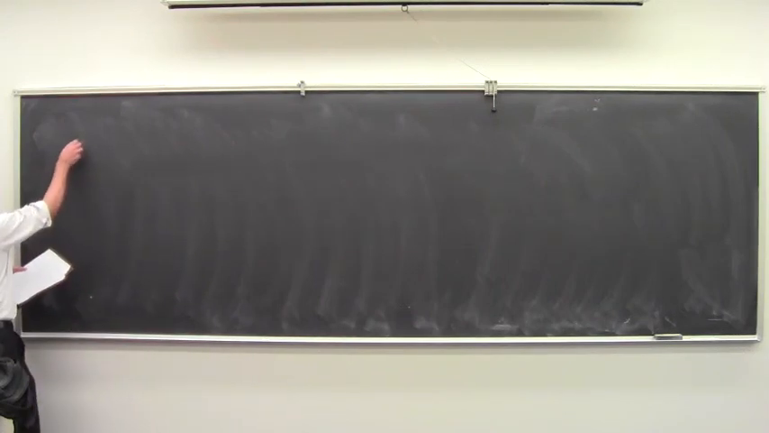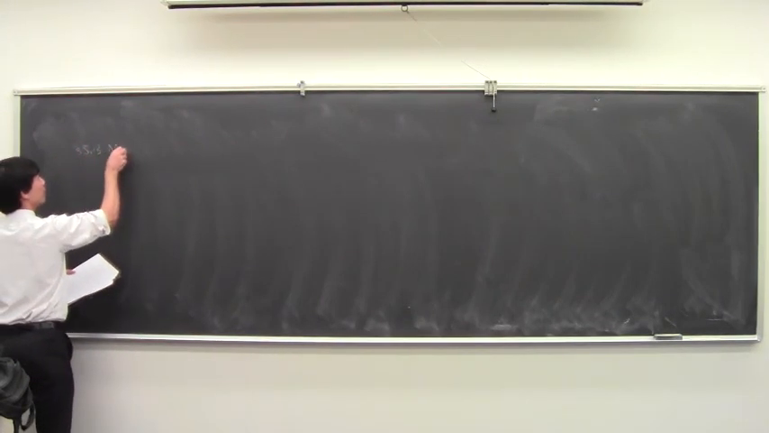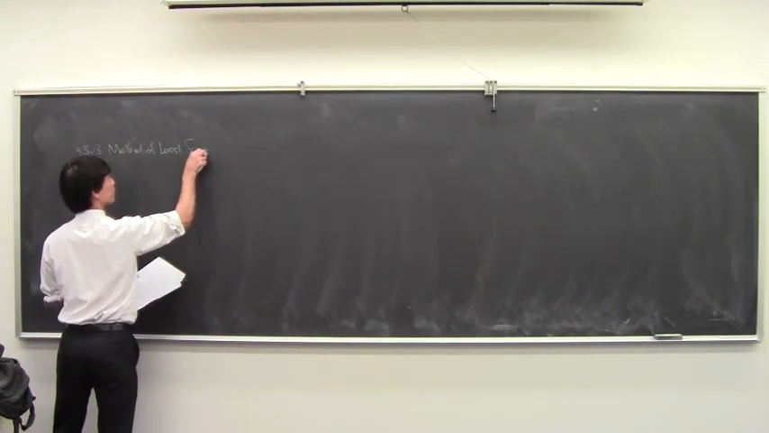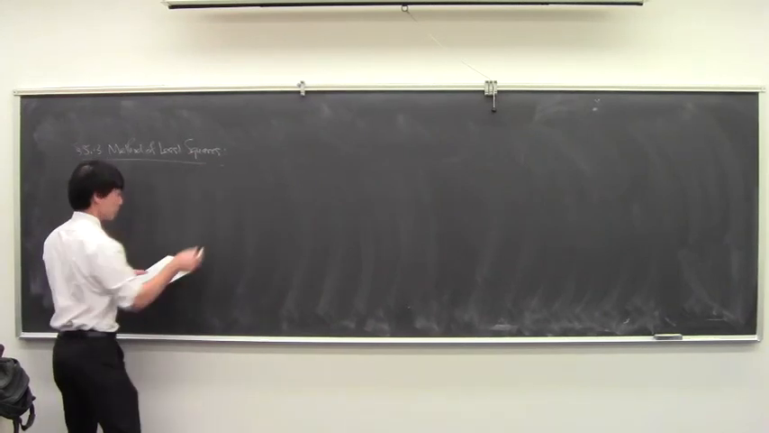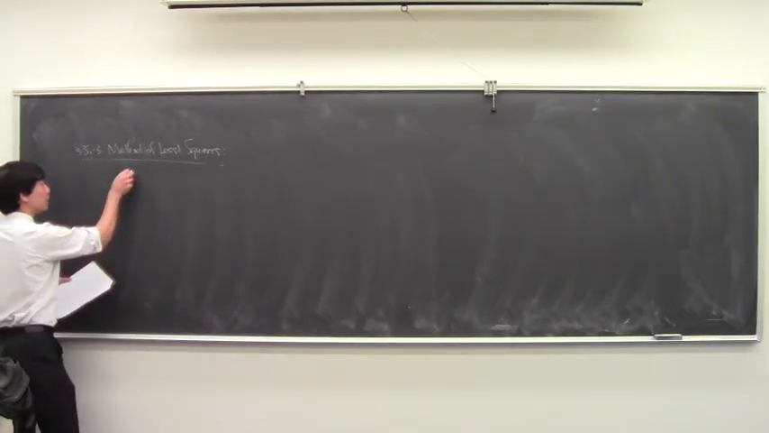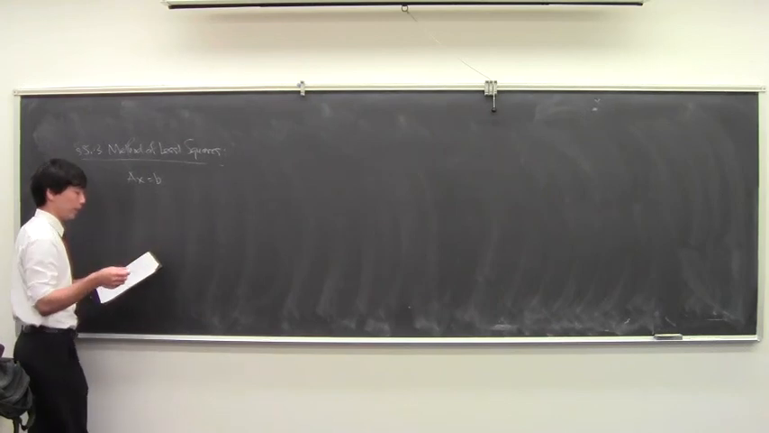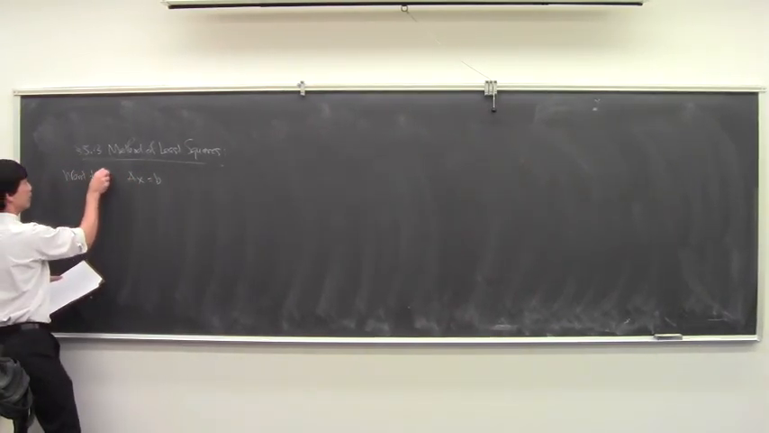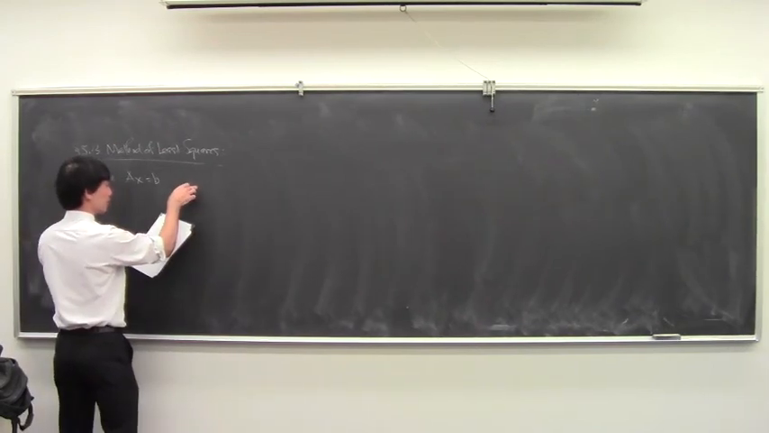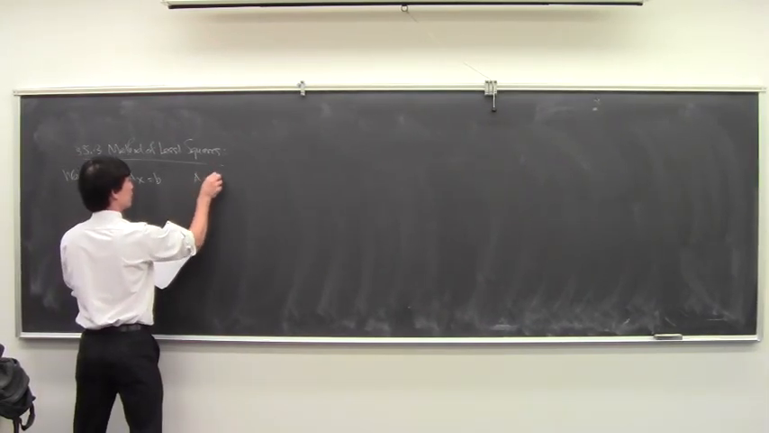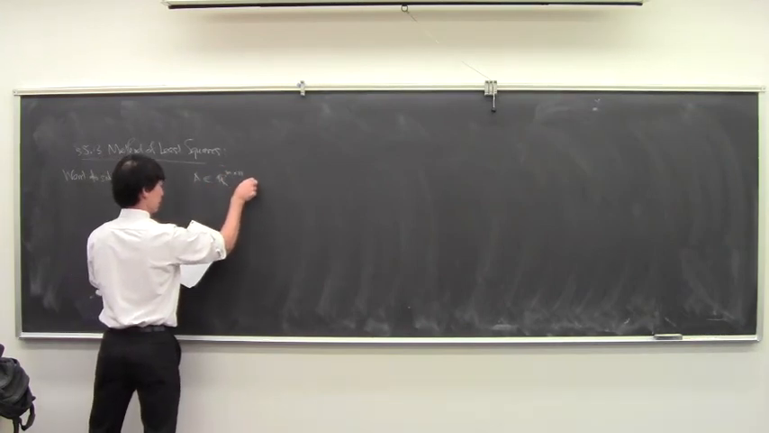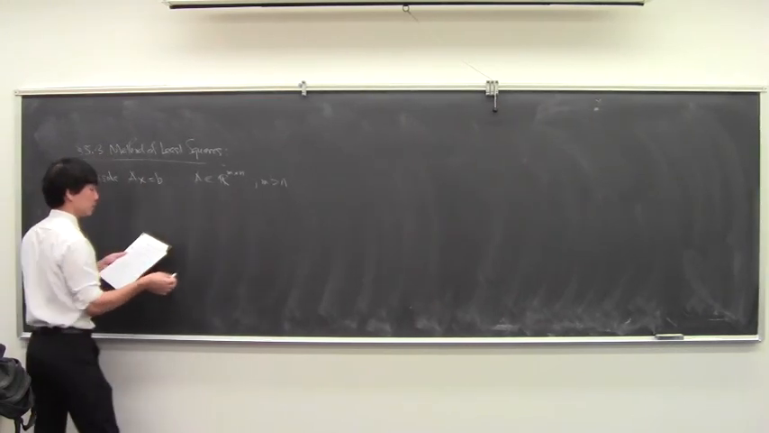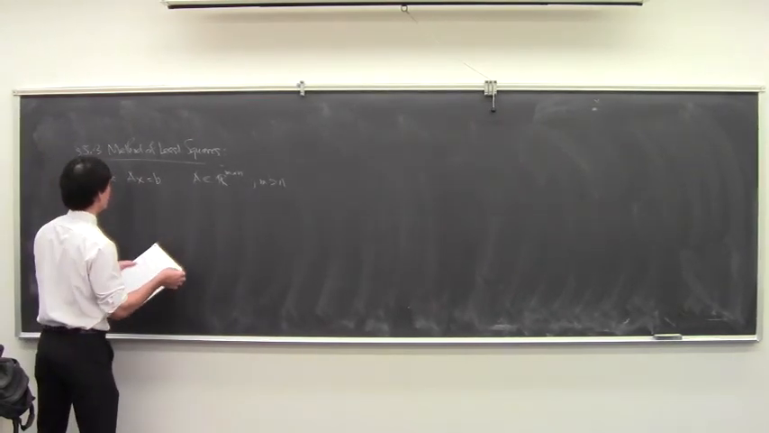Remember we were talking about the method of least squares, right? Just to quickly recall the problem: you have Ax = b, and you're trying to solve Ax = b, but there's no solution. A is an m by n matrix, and m is bigger than n, and in general there's no solution.